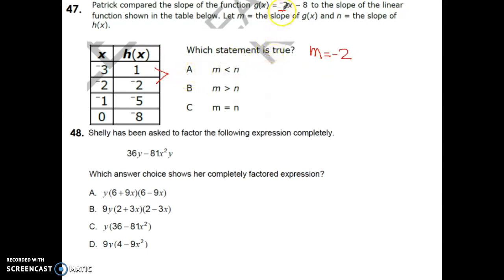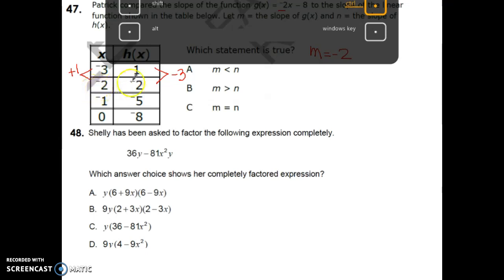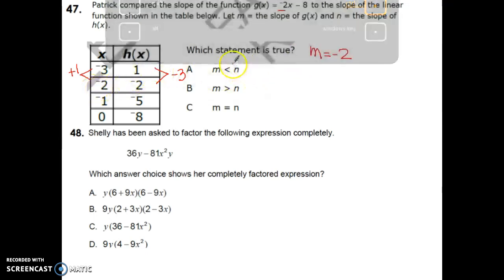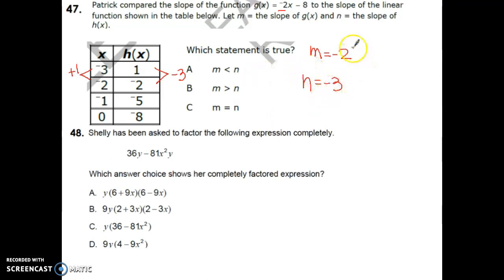Okay, so this is negative 2, and then how does 1 become negative 2? Well, we're going to subtract 3. And how does negative 3 become negative 2? We're going to add 1. How do we miss this? Mr. O'Neill, you got to do better. Okay, I'm going to do better. N is equal to negative 3. All right, so M is negative 2, so M is greater than N. B, negative 2 is greater than negative 3. I'm just going to move on.